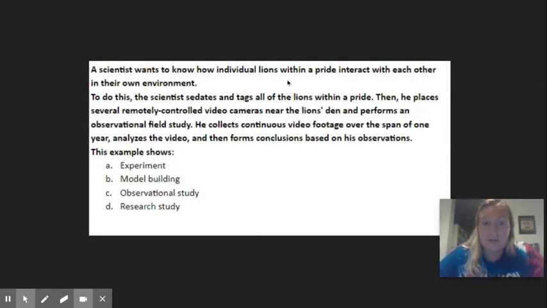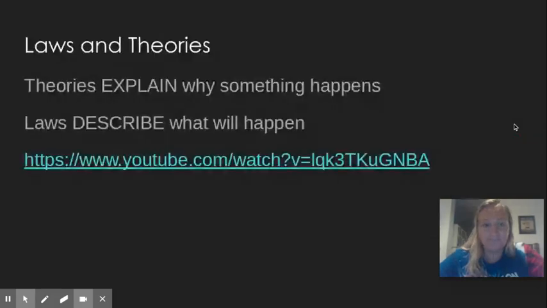All right, so this one: a scientist wants to know how individual lions within a pride interact with each other in their own environment. To do this, he sedates and tags all of the lions within a pride, then places several remotely controlled video cameras near the lion's den and performs an observational field study. He collects continuous video footage over the span of 1 year, analyzes the video, and then forms conclusions based on his observations. This is going to be an example of an observational study. That scientist is not interfering. He's just observing their natural behavior and coming to conclusions that way through those observations.